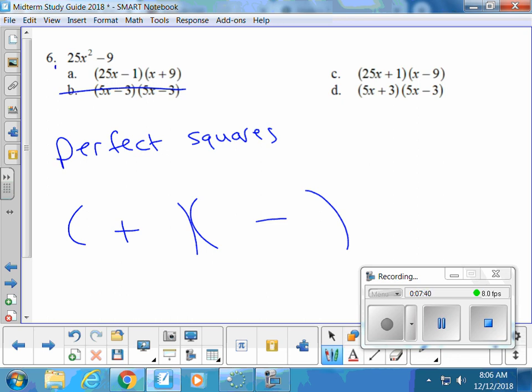Let's go ahead and do the square roots, though. What's the square root of 25x squared? 5x. And what's the square root of 9? One positive 3 and one negative 3. So yeah, these aren't perfect squares, though. They're the answers you get when you take the square root of perfect squares. So D.